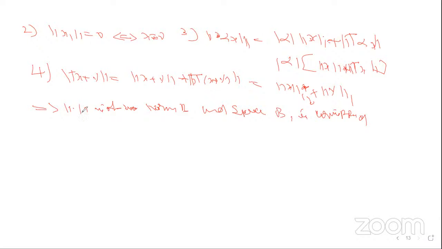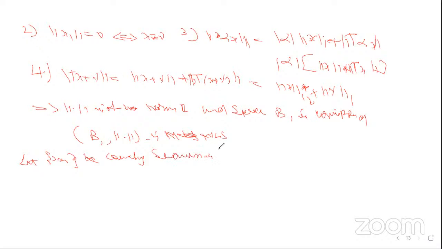Here what we need to write? B1, comma, norm is a normed linear space, NLS. Now we show B1 is complete with respect to the new norm. Let Xn be a Cauchy sequence in B1.